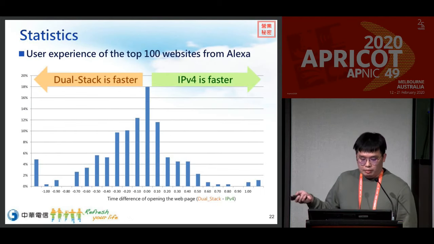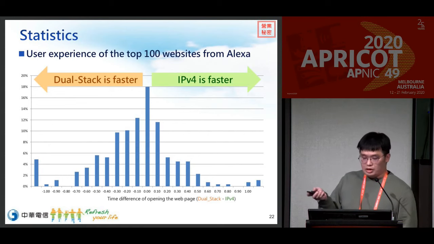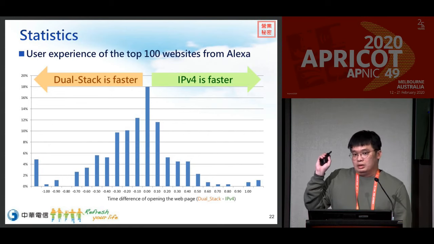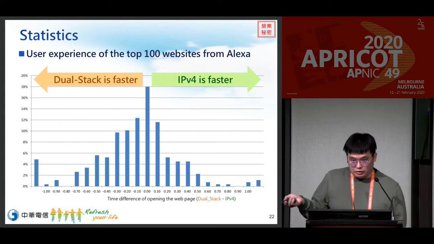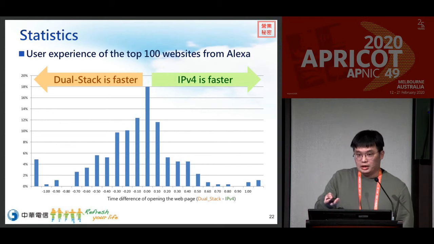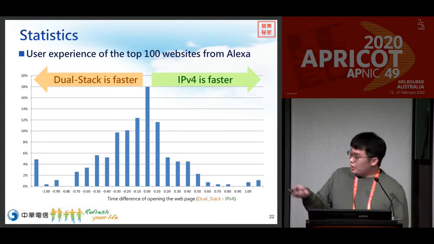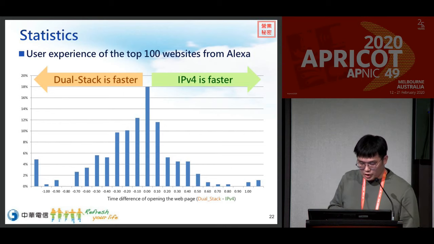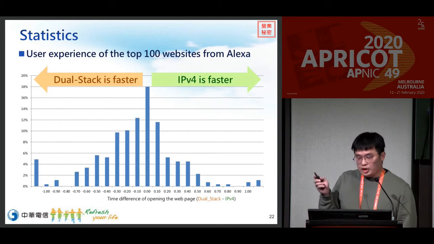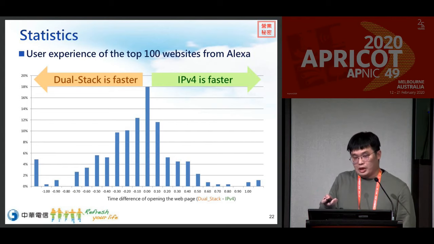And here is some statistical data. As you can see, in brief, there is almost no difference between dual stack and IPv4. The center of this plot is zero. So we can use this testbed for the top 100 websites, from maybe Alexa or elsewhere.